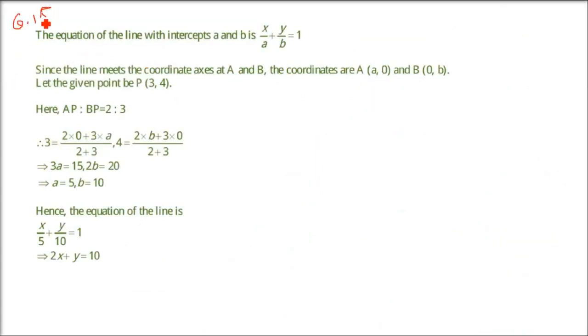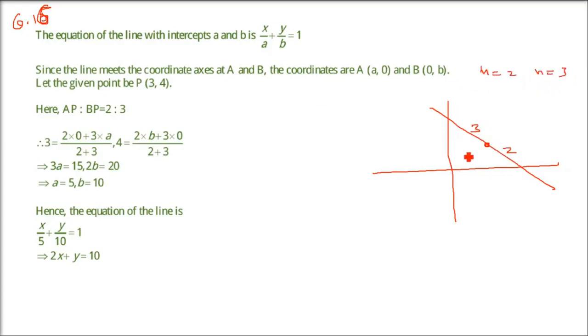Now this is question number 16. Find the equation of the line which passes through the point (3, 4) and is such that the portion of it intercepted between the axes is divided by the point in the ratio 2:3. Exactly the same thing is given. We have a line and there is a point (3, 4) dividing it in the ratio 2:3. So m is 2, n is 3.